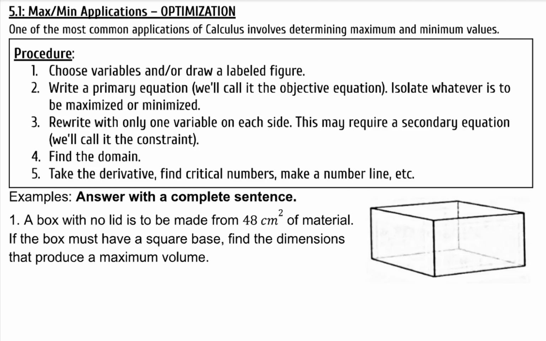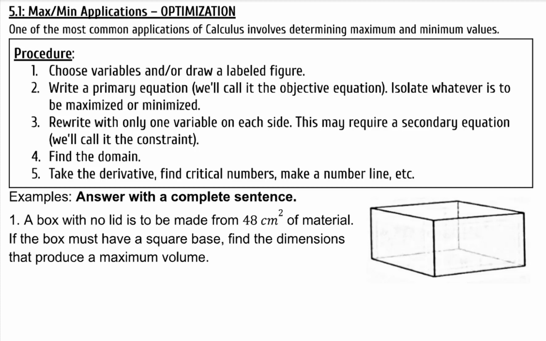The procedure is to choose variables and/or draw a labeled figure, write a primary equation, which we're going to call the objective equation, isolate whatever it is that needs to be maximized or minimized, and rewrite with only one variable on each side. This may require a secondary equation, and if we need a secondary equation, we'll call that the constraint. Find the domain, take the derivative, find critical numbers, make a number line, and then find your max or min.